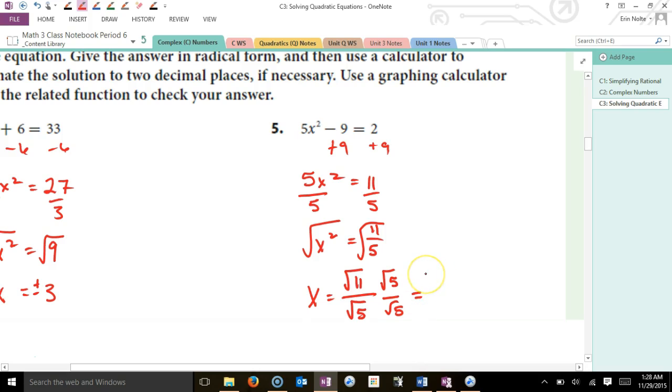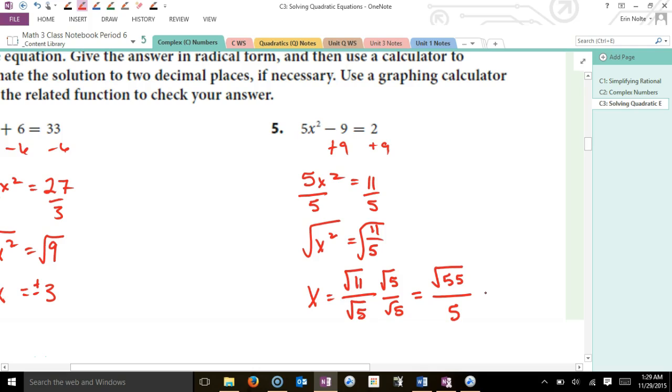Okay, so now I'm going to multiply straight across. I can multiply innards together and I can multiply outers together. In this case, I have two innards. So what's 11 times 5? 55. So I have the square root of 55. And on the bottom, what's the square root of 5 times the square root of 5? Square root of 25, which is 5. Look at that magic. Now there's no radical in the bottom.